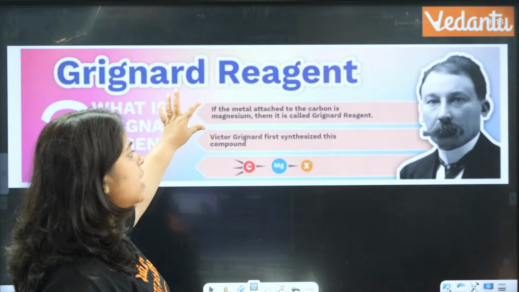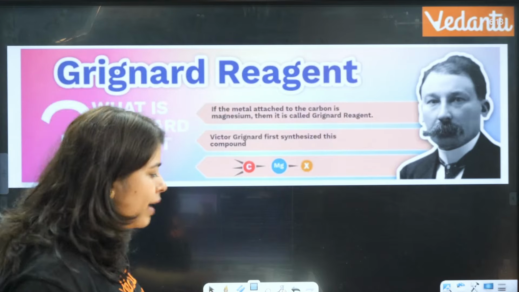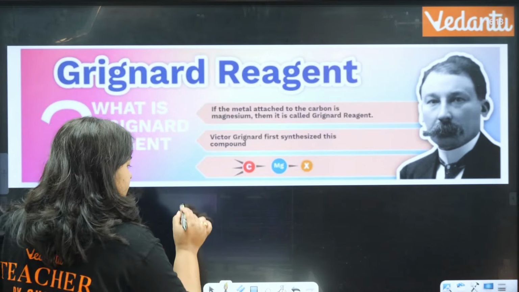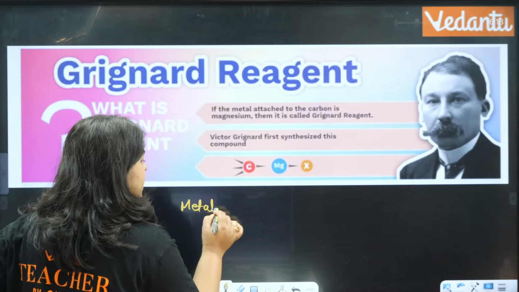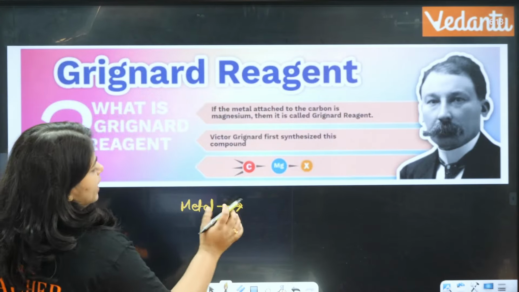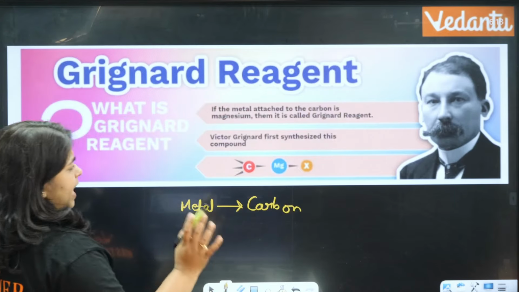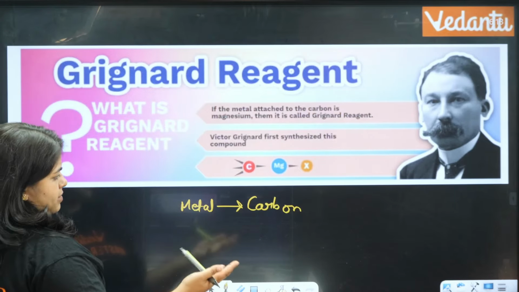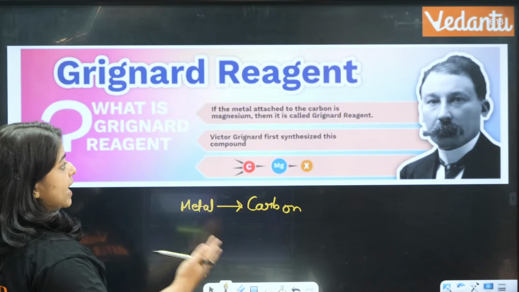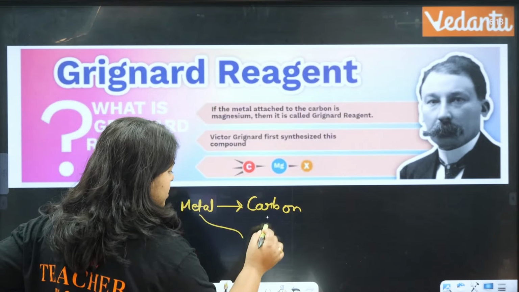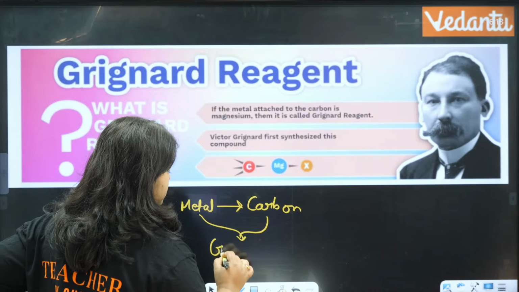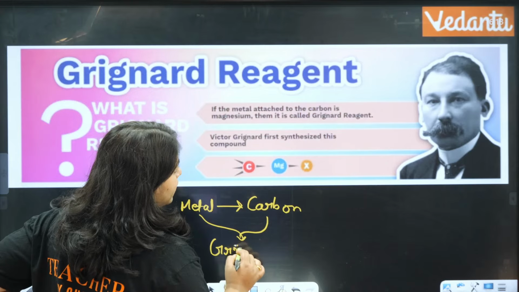If a metal is attached to the carbon, any metal which is present, it is attached to the carbon, that is called, in the case of magnesium, that is actually called what? Grignard's reagent. It is also called as what? Grignard's reagent.